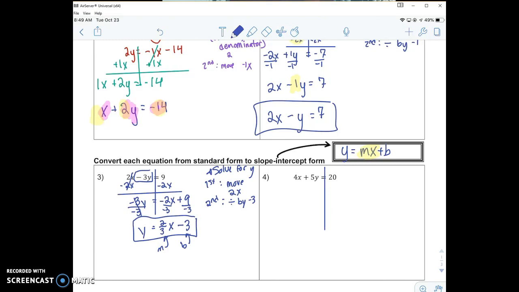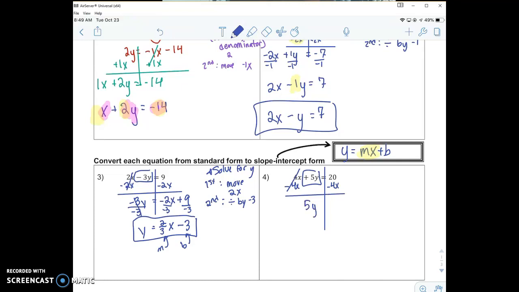Okay, same thing on number 4. I'm trying to get it into slope-intercept form, y equals mx plus b. So I'm solving this for y. Trying to get the y by itself, I'm going to start with moving the x term to the other side by subtracting. Minus 4x on both sides.